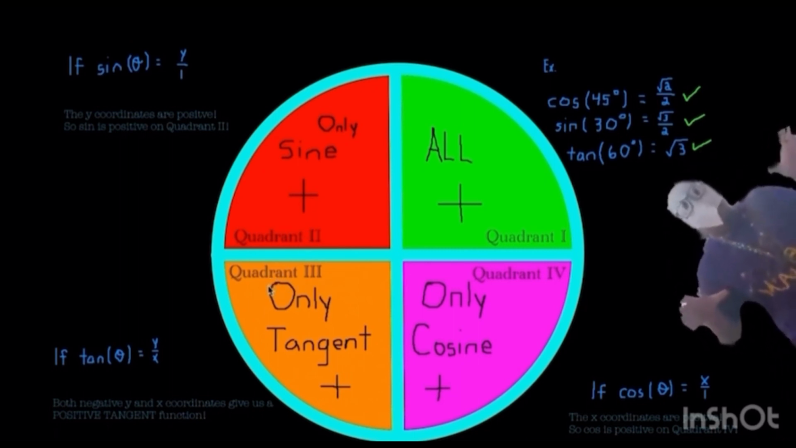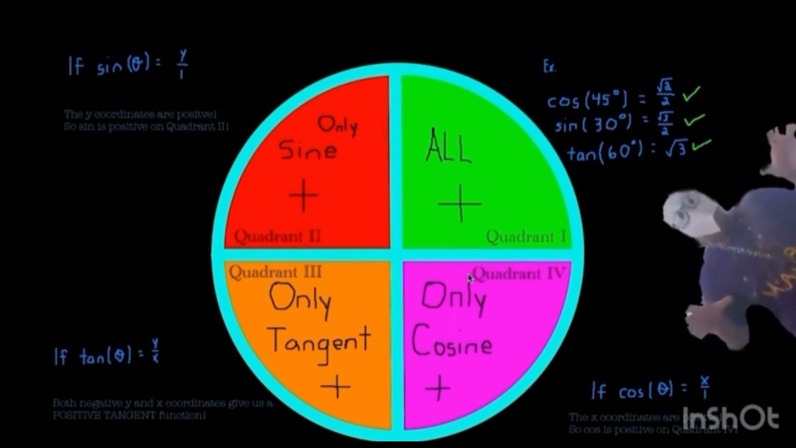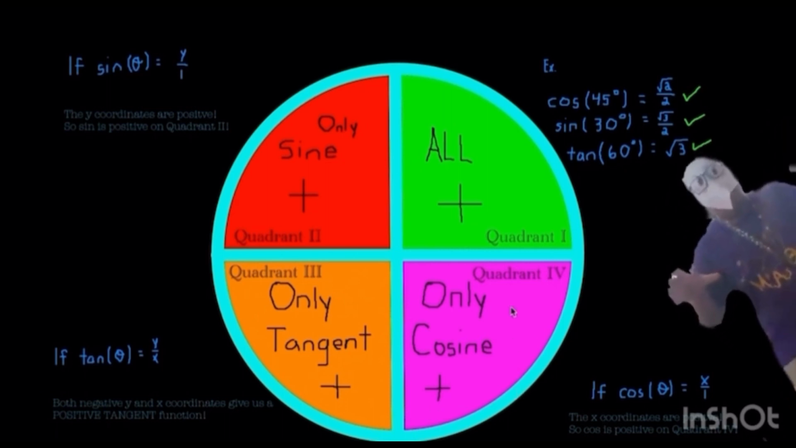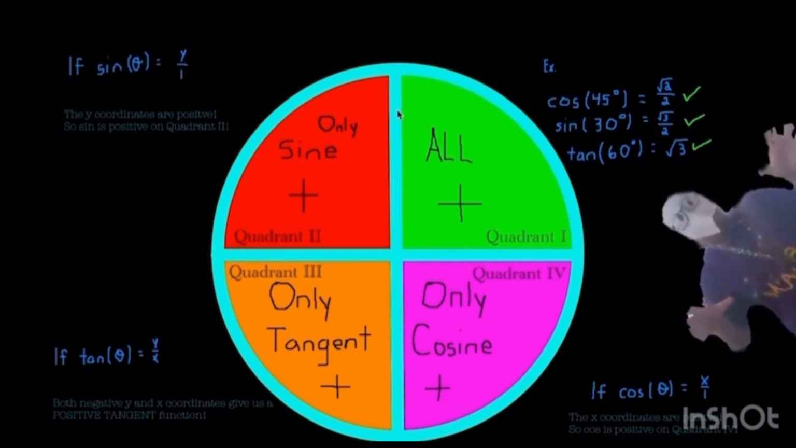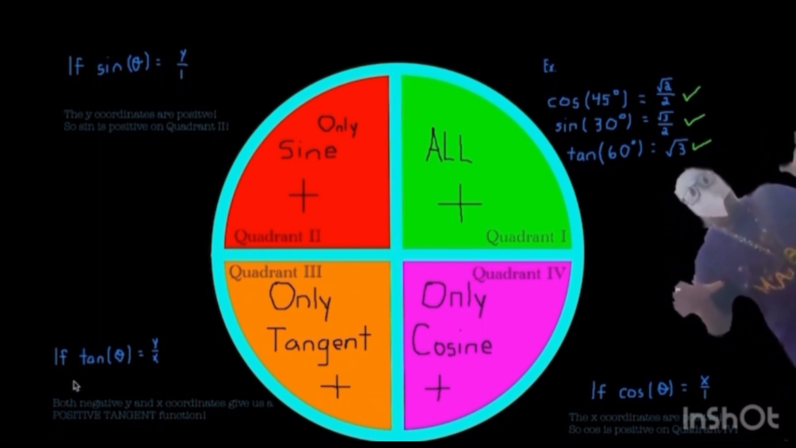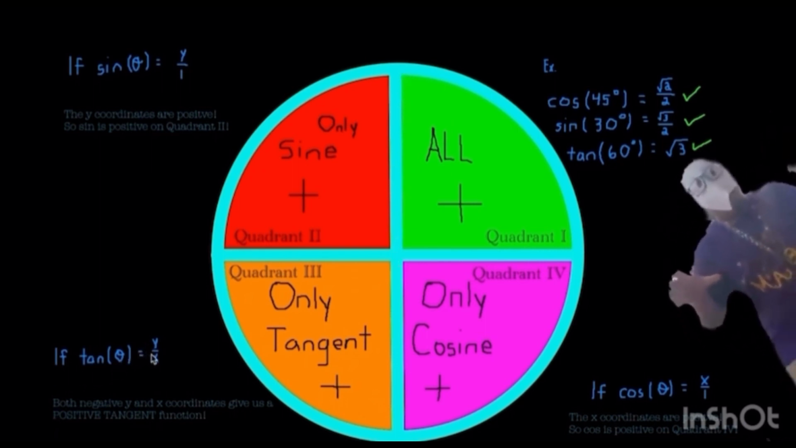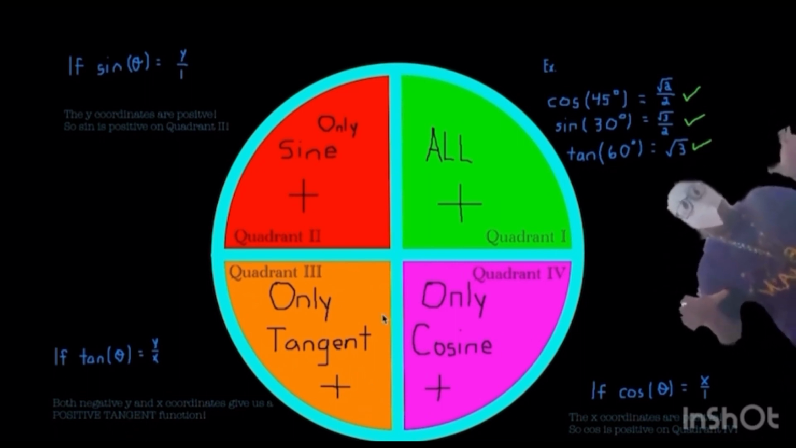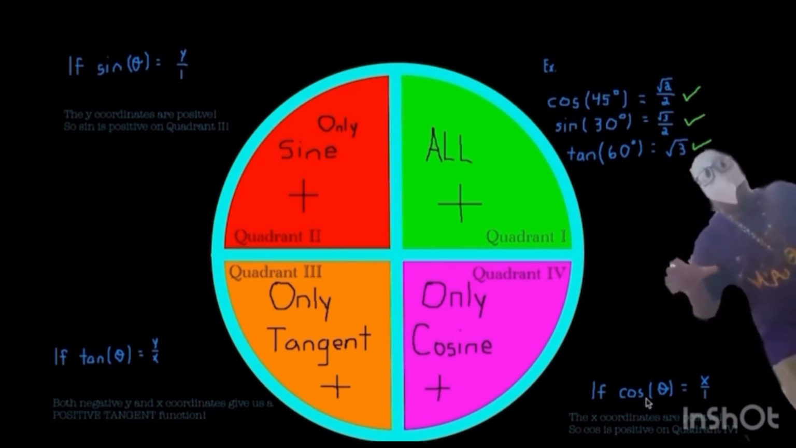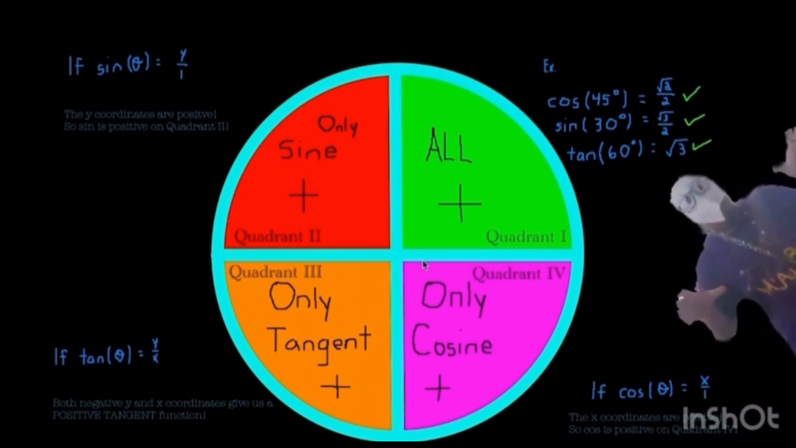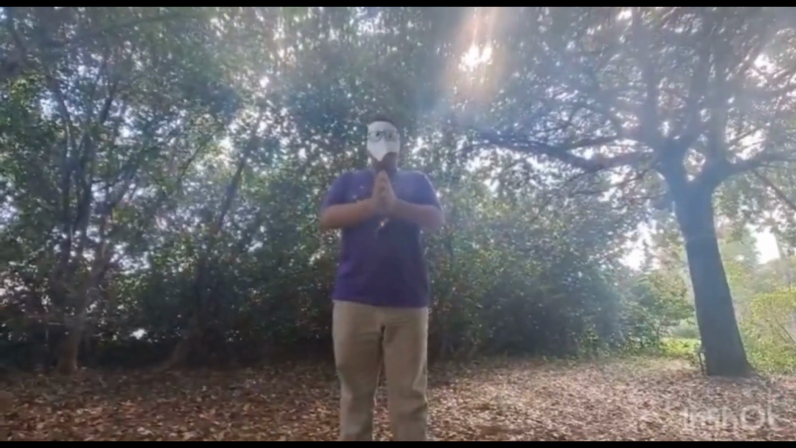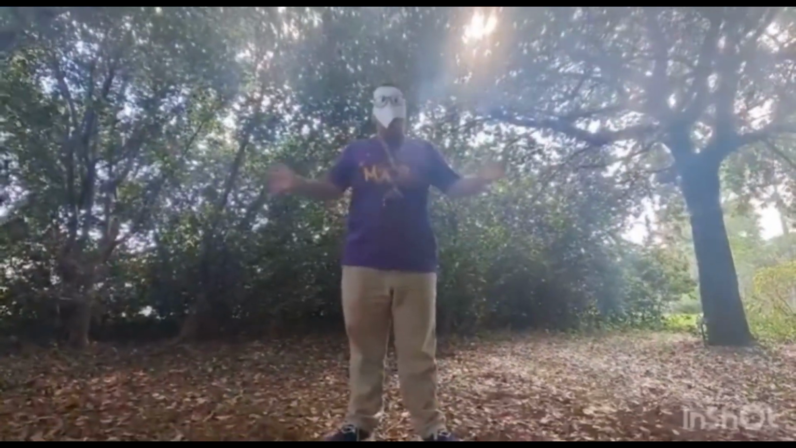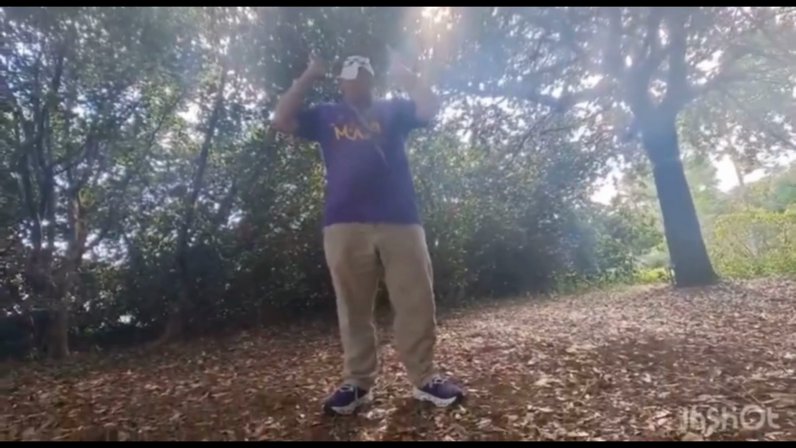In the third quadrant, only tangent functions will be positive. And in the fourth quadrant, only cosine will be positive. If sine of theta is equal to y over 1, that means the y coordinates are going to be positive. If tangent of theta is equal to y over x, then both the negative y and the negative x coordinates will give us a positive tangent function. If cosine of theta is equal to x over 1, all the x coordinates are going to be positive. It seems like we have finished the job, and you can go now and pass your trigonometry test!